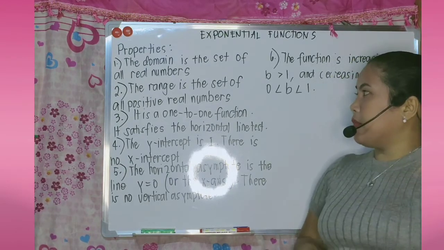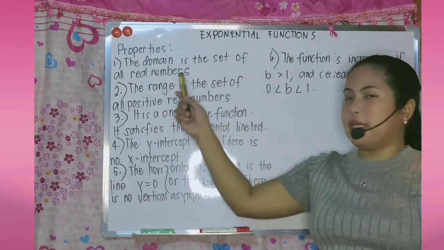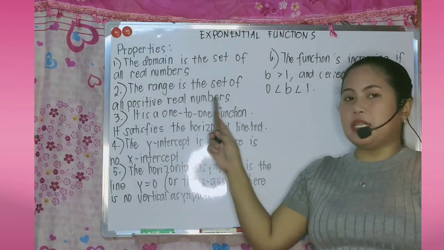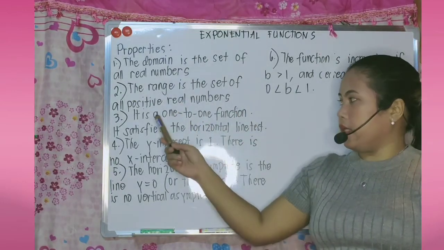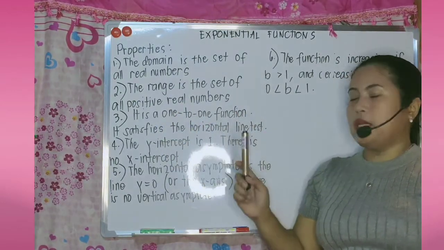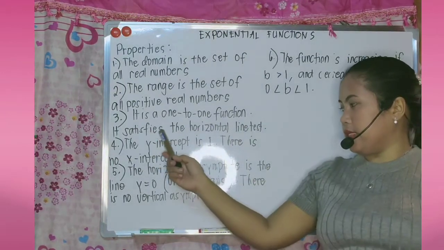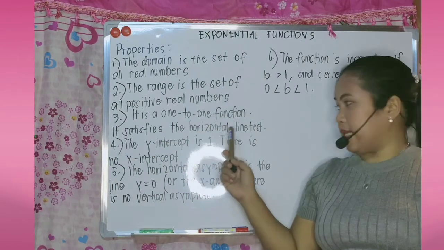First, the domain is the set of all real numbers. The range is the set of all positive real numbers. Number 3, it is a one-to-one function. It satisfies the horizontal line test. So take note of this. It satisfies the horizontal line test.